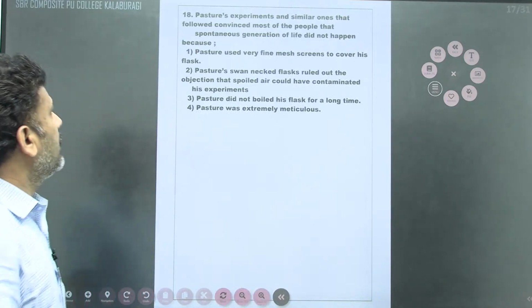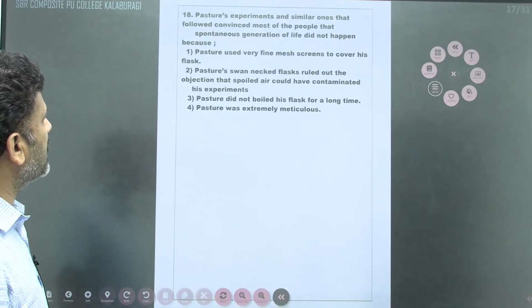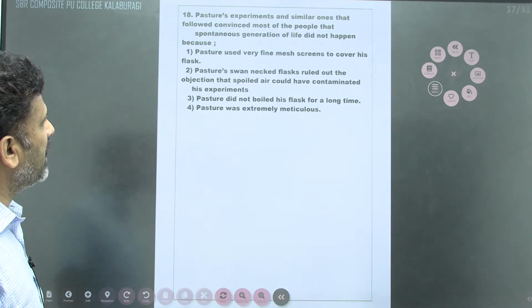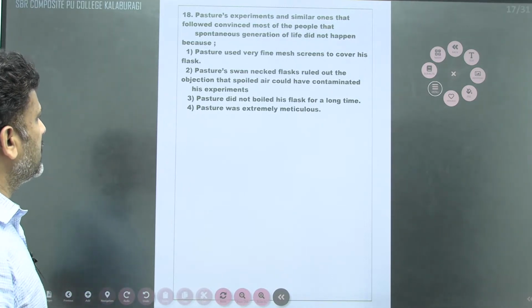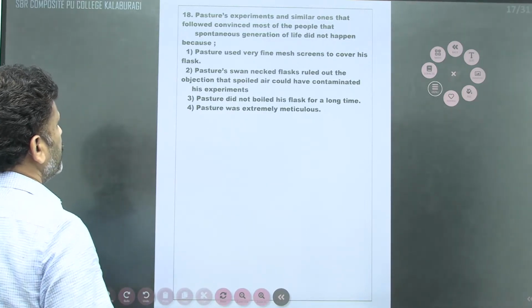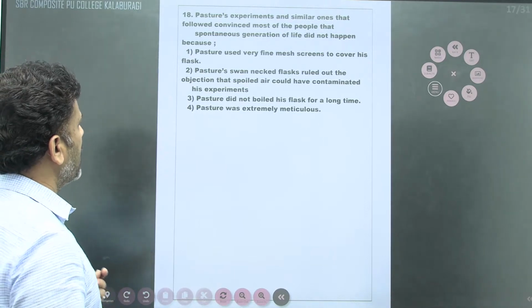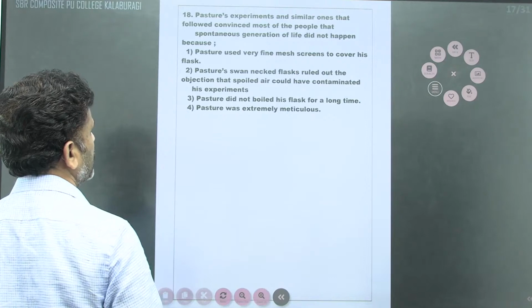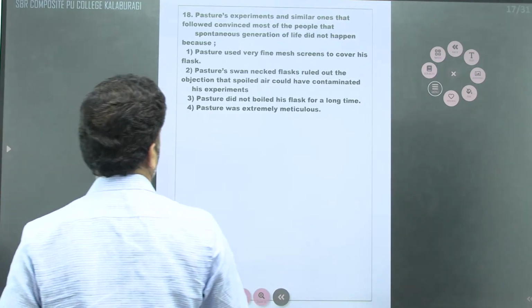Next. The Pasteur experiments and the similar ones that followed convinced most people that spontaneous generation of life did not happen. Spontaneous generation is the abiogenesis theory. Life did not happen spontaneously because Pasteur's swan-necked flask ruled out the objection that spoiled air could have contaminated his experiment.